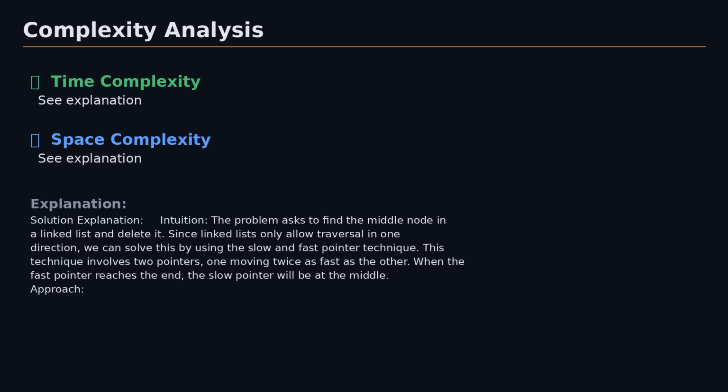The time complexity is O(n), where n is the number of nodes in the linked list, because we traverse the list once to find the middle node. The space complexity is O(1), because we only use a constant amount of space to store the slow, fast, and previous slow pointers, regardless of the size of the input linked list.